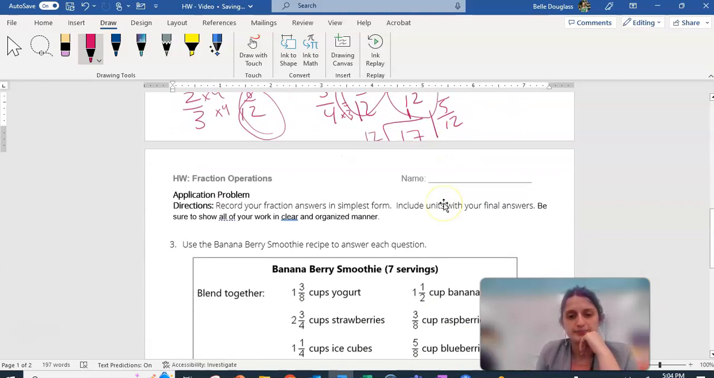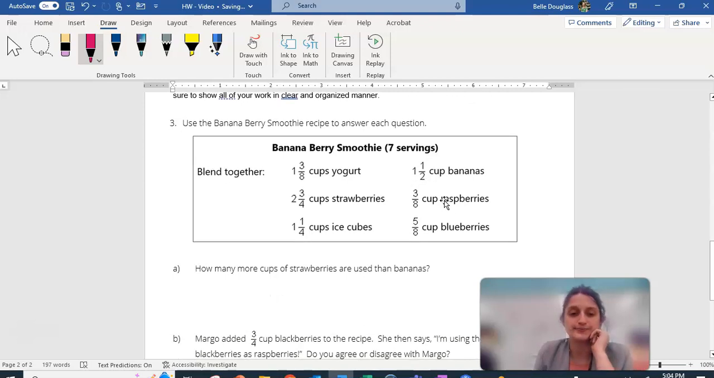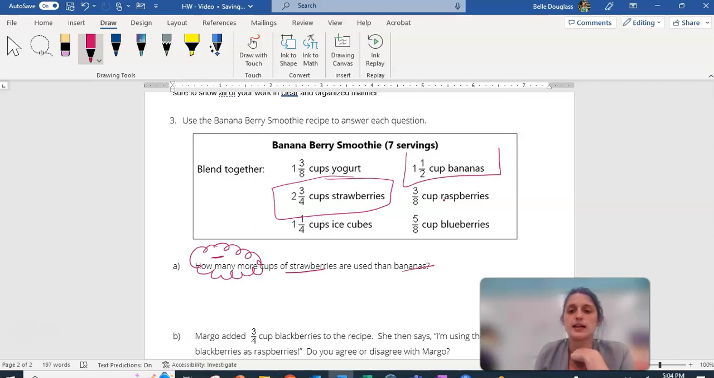On the back, we have a recipe for a banana berry smoothie. How many more? How many more tells you that we are doing a subtraction problem. How many more cups of strawberries are used than bananas? Here is strawberries. Here is bananas.